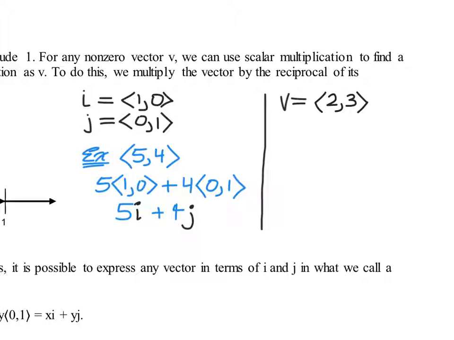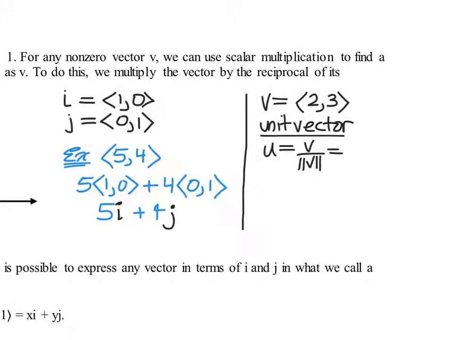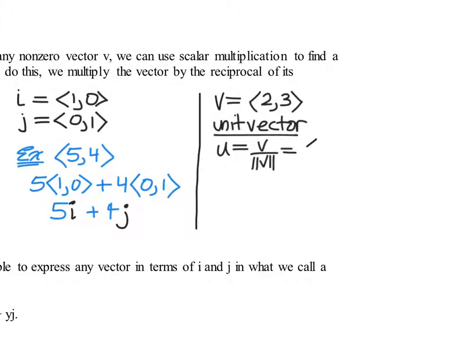I could put that in ij notation, sure. But what if I want to find the unit vector? Unit vector u would be v over the magnitude of v. So on the top, it's actually the vector itself. On the bottom, we'd have to figure out what the magnitude of v is. Sum of the squares. So the square root of 13, exactly.